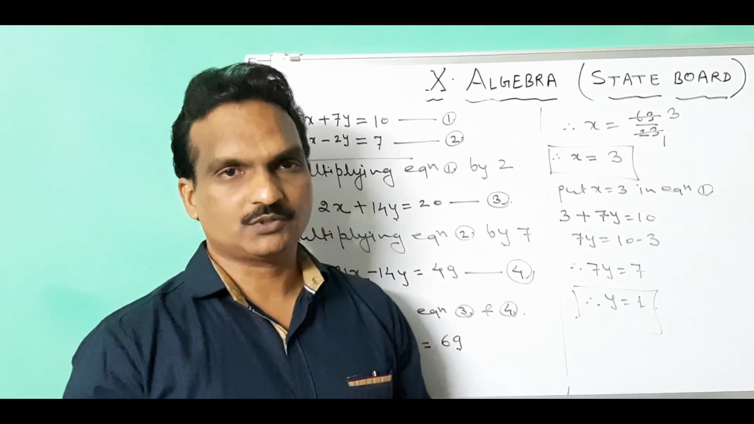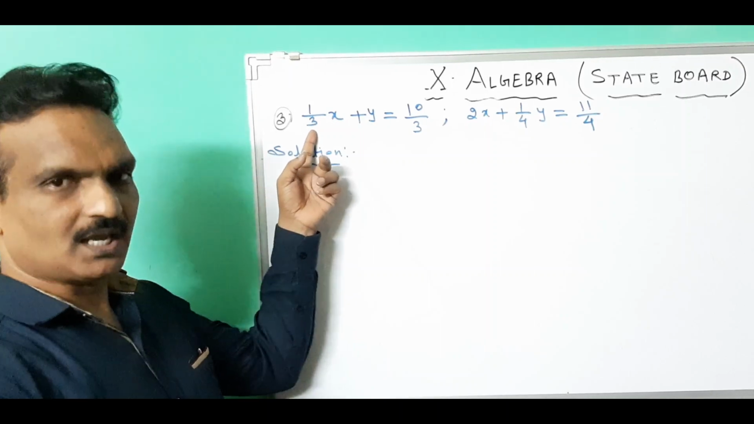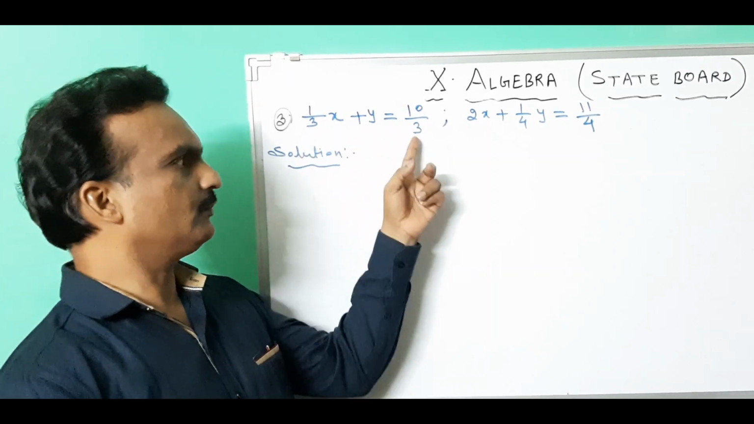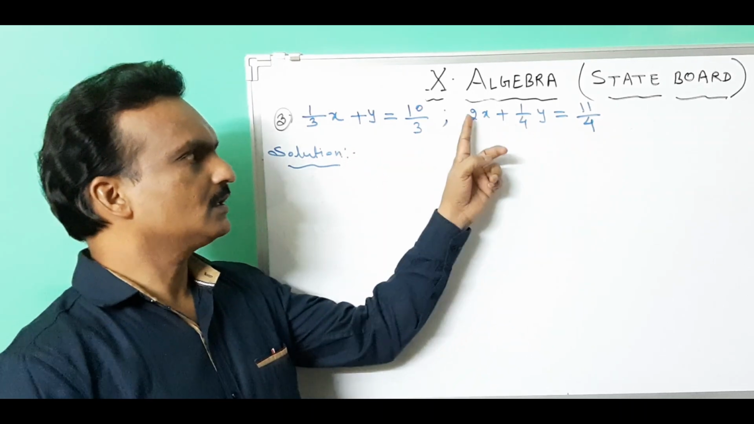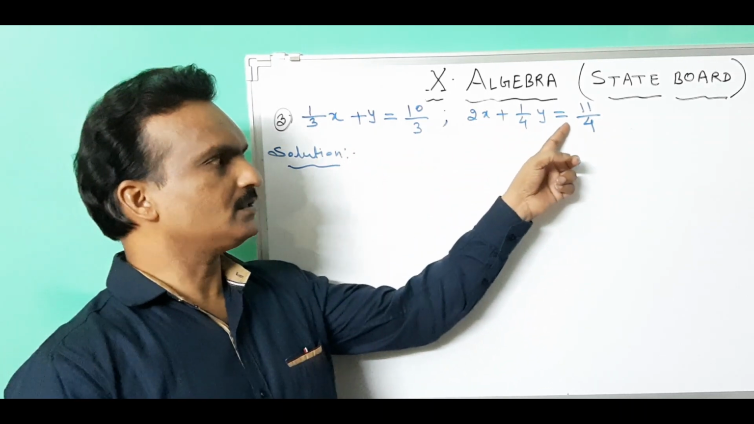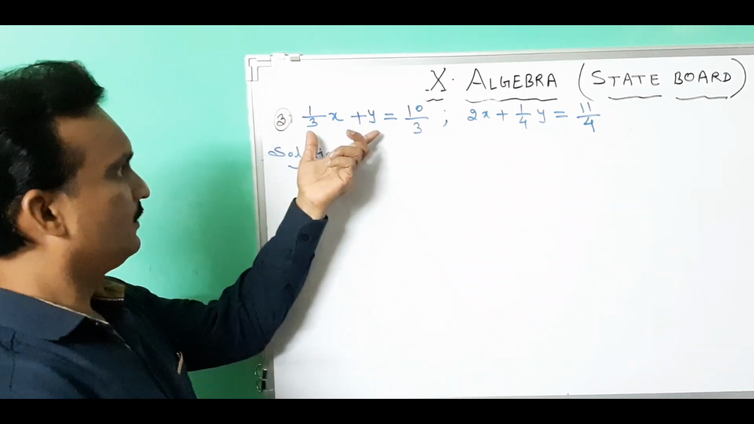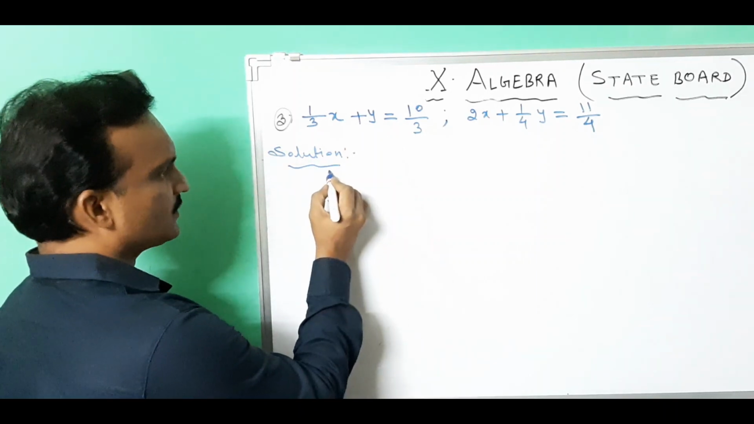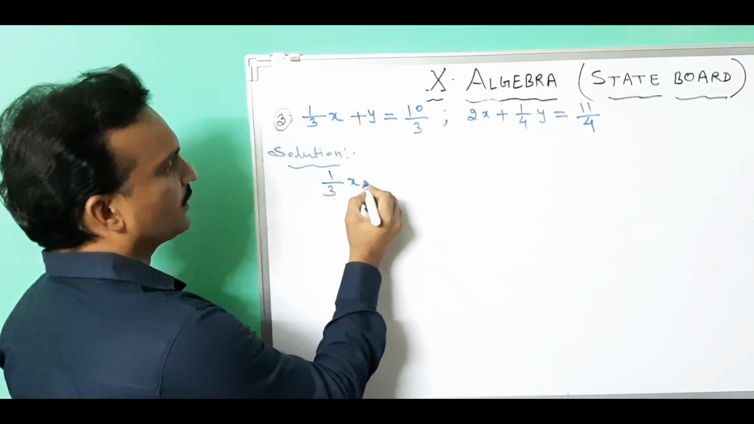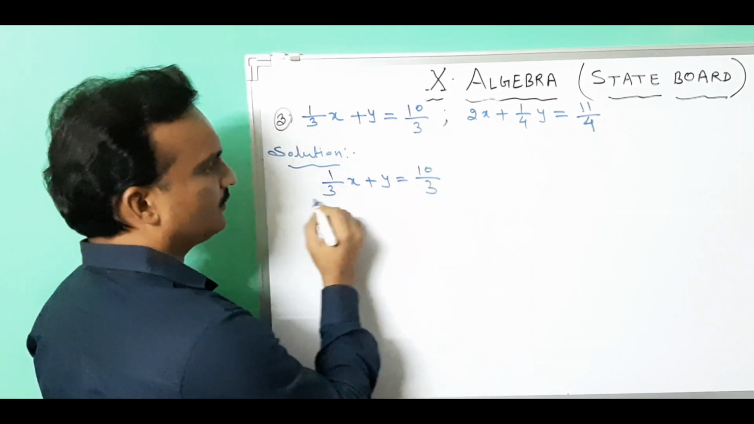Now next, third question. So our next question is 1 upon 3x plus y is equal to 10 upon 3. This is our first equation. Second equation is 2x plus 1 upon 4y is equal to 11 upon 4. Right? Now we'll take first equation, 1 upon 3x plus y is equal to 10 upon 3.